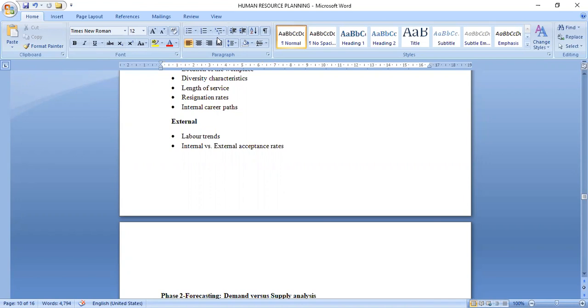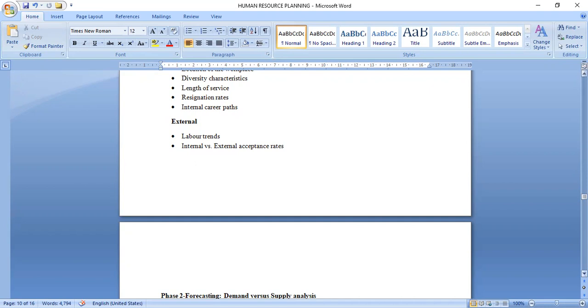So that's what it means for the labor trends to be in such a way that there are more people looking for jobs. There are more unemployed people looking for jobs than the jobs that are available. Literally meaning that the supply of labor will be greater than the demand for labor. That is not a good situation.